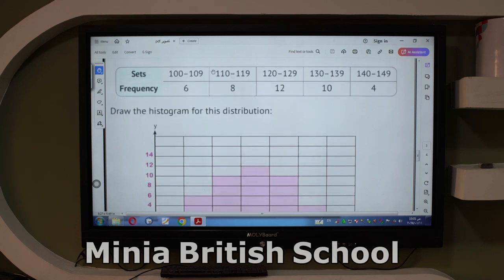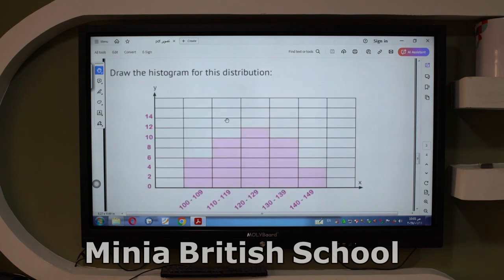The next one here, its frequency equals 8. Then I will draw the next one. Go up to 10, close it, down. Excellent.